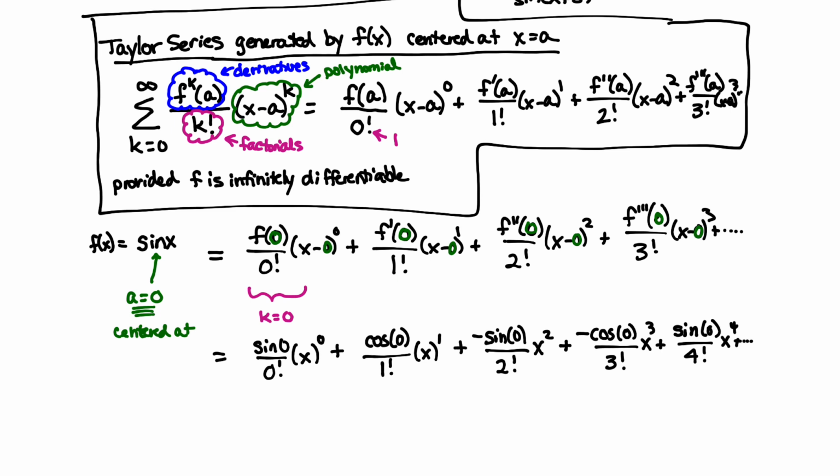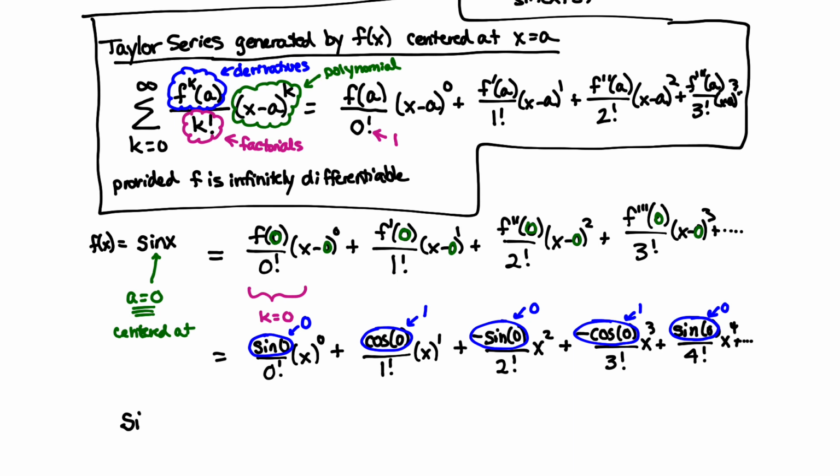And let's now replace our sine of 0 and our cosine of 0 and our negative sine of 0 and our negative cosine of 0 and our sine of 0 with numbers. Sine of 0 is just 0. Cosine of 0 is just 1. Sine of 0 is 0. Cosine of 0 is 1. Sine of 0 is 0. And let's put it all together.